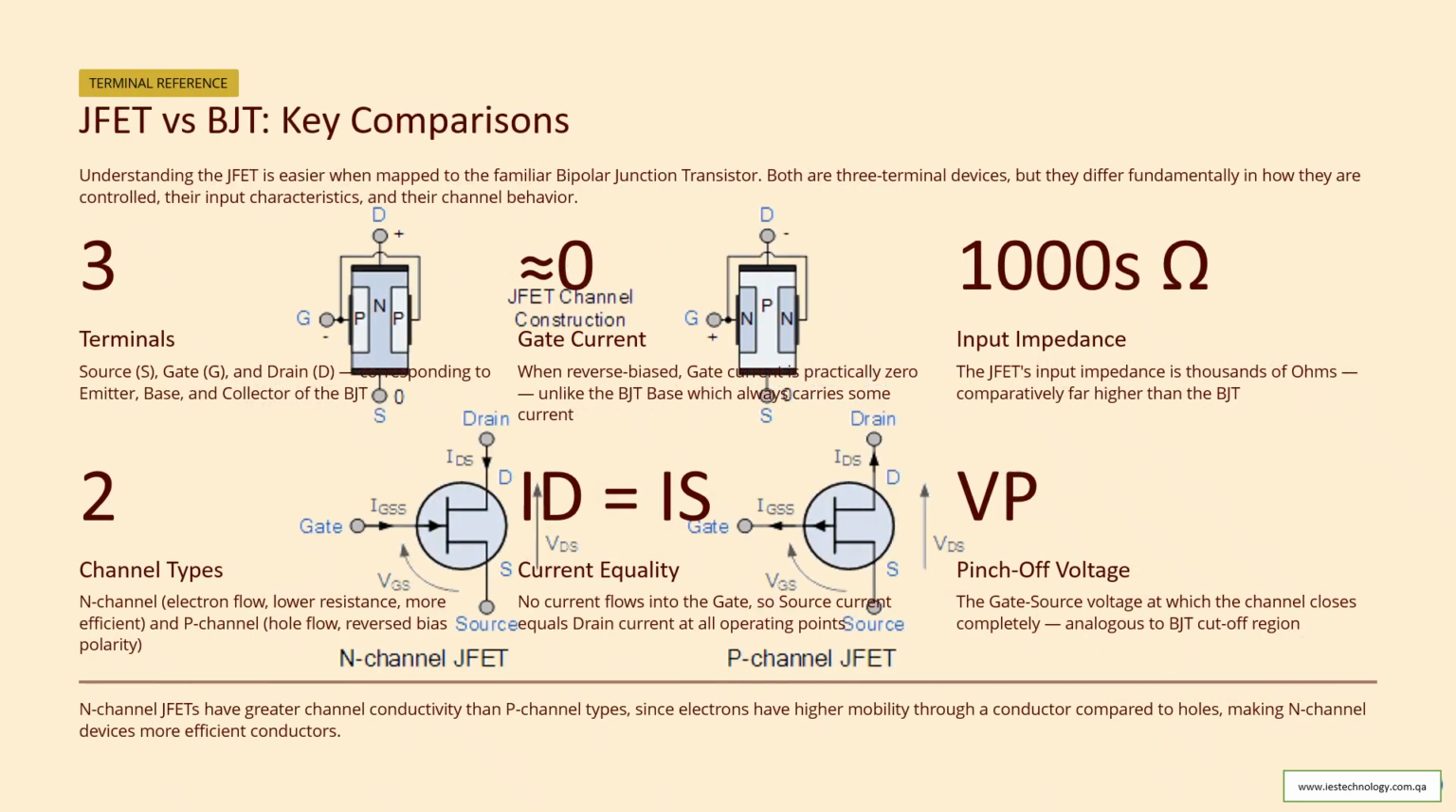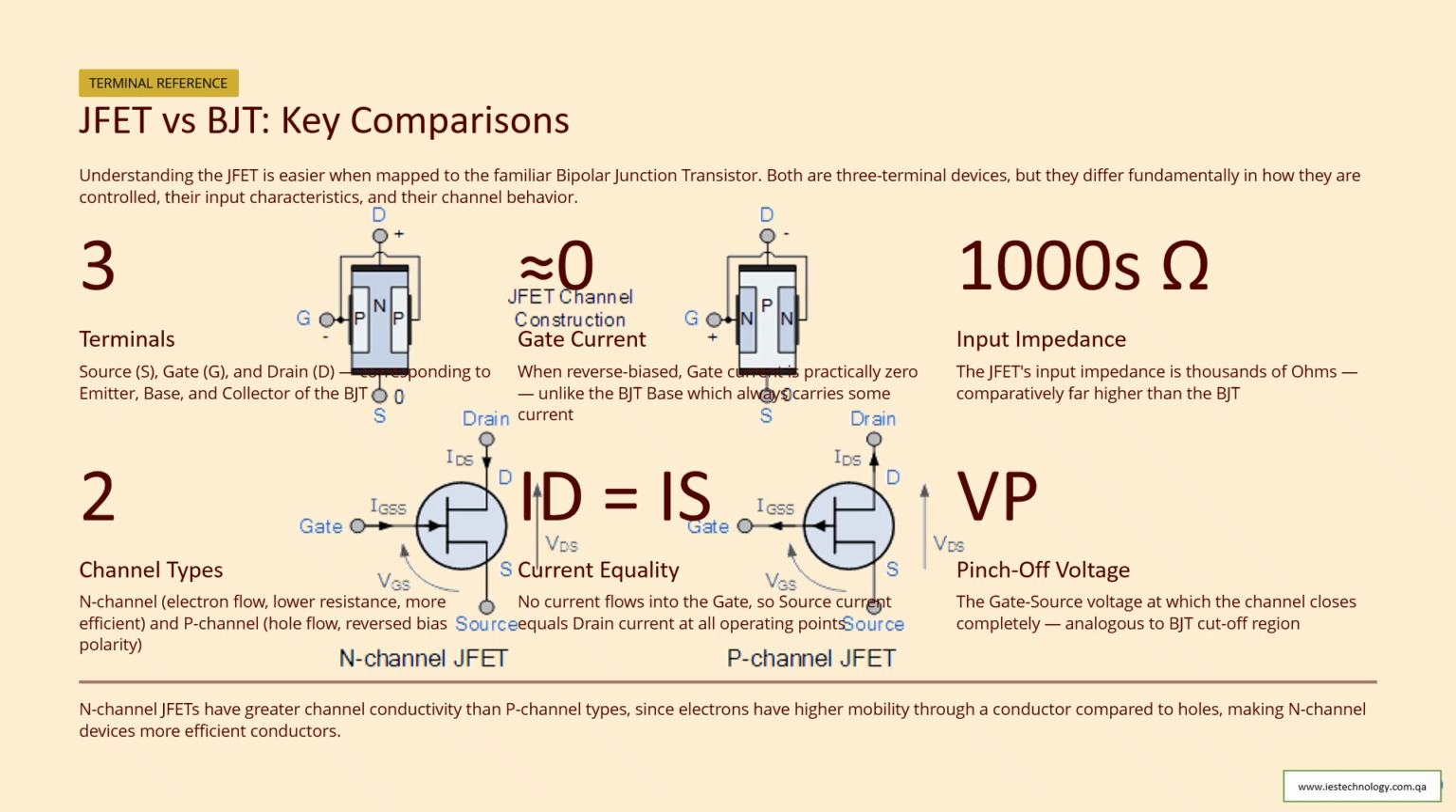Terminal reference. JFET versus BJT, key comparisons. Understanding the JFET is easier when mapped to the familiar bipolar junction transistor. Both are 3-terminal devices, but they differ fundamentally in how they are controlled, their input characteristics, and their channel behavior. 3 terminals. Source S, gate, G, and drain, D, corresponding to emitter, base, and collector of the BJT.